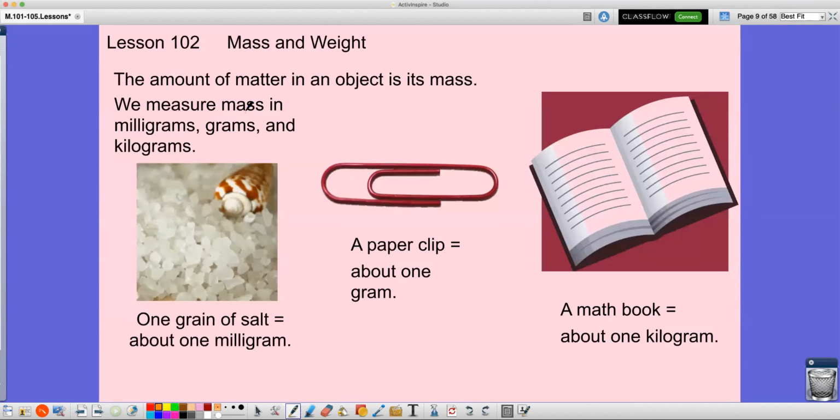So the amount of matter in an object is its mass. We measure mass in milligrams, grams, and kilograms. 1 grain of salt will equal about 1 milligram. A paper clip will weigh about 1 gram. A milligram is 1,000 times smaller than a gram. A math book equals about 1 kilogram.